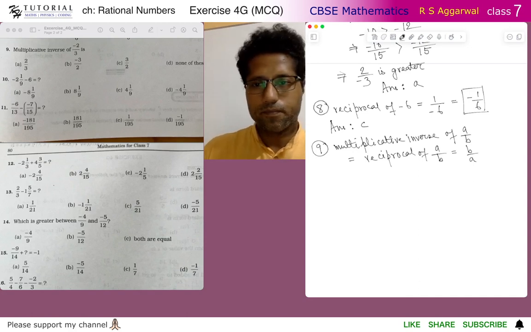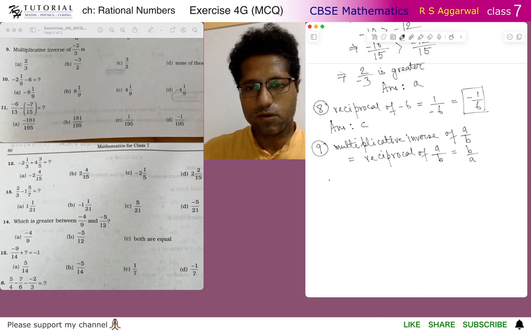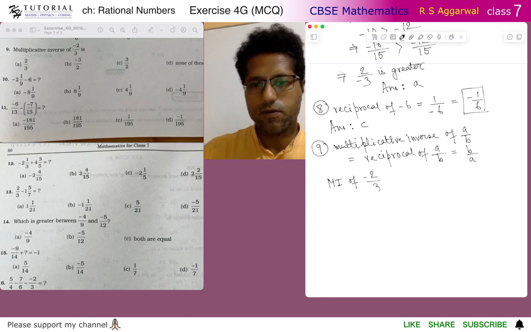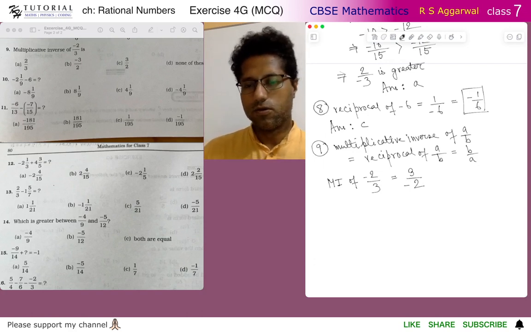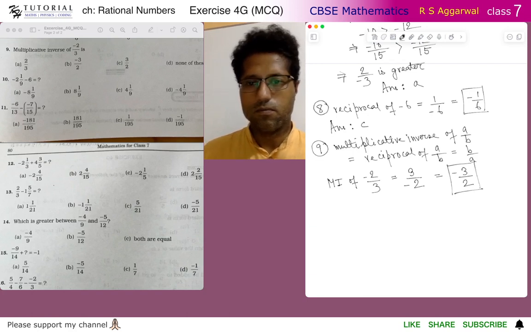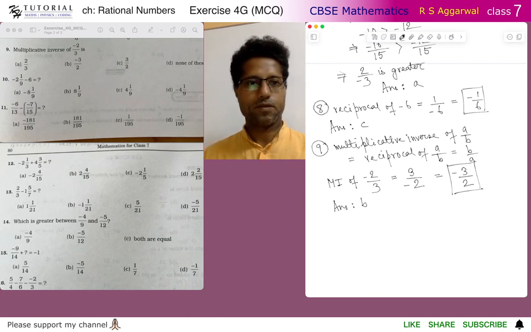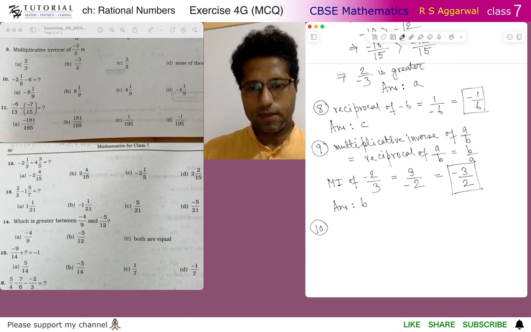So for question 9, in short, multiplicative inverse, I'm writing MI, of minus 2 by 3 is nothing but we reverse the numerator and the denominator. So 3 by minus 2, and we do not keep the denominator as negative. So to make it positive, this becomes minus 3 by 2. So minus 3 by 2 is the multiplicative inverse of minus 2 by 3. So the answer is choice B.